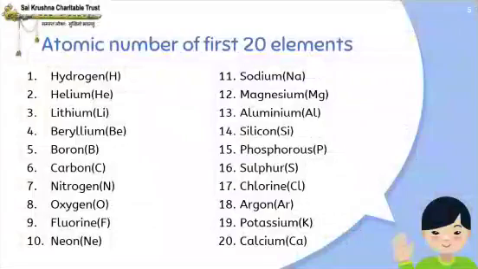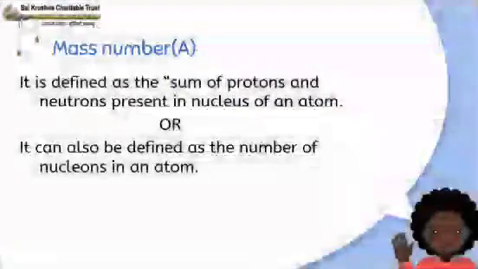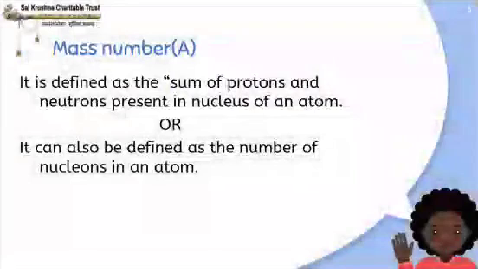So you must know the atomic numbers of the first 20 elements. Next, let us study the mass number, which is represented by the symbol capital letter A. What do you mean by mass number? It is defined as the sum of protons and neutrons present in the nucleus of an atom. We already know that atomic number means the number of protons. Mass number means the number of protons as well as the number of neutrons. Once you know the mass number and atomic number, we can calculate the number of neutrons, right?